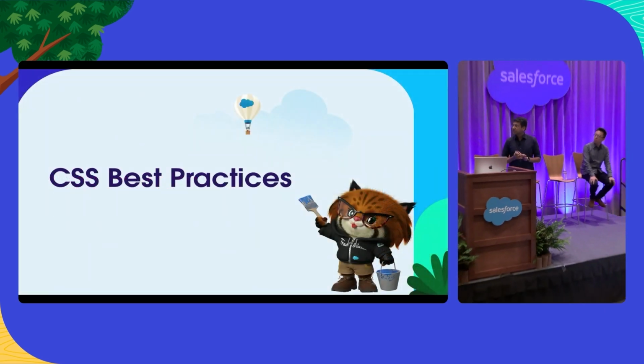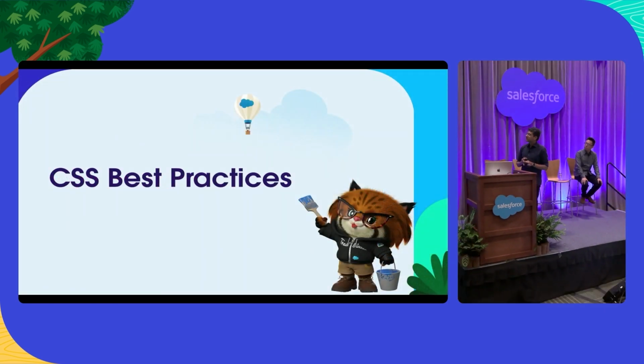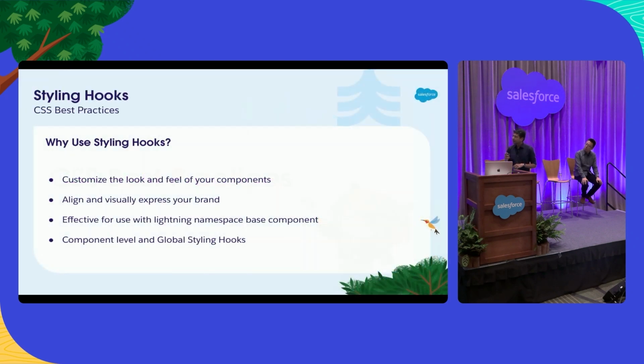All right, so that wraps up our Native Shadow section. Native Shadow is relatively new, so hopefully you'll find some useful tips for you to take away when you migrate your components. But that ties really well into our next topic, which is CSS best practices. And styling hooks is first up.